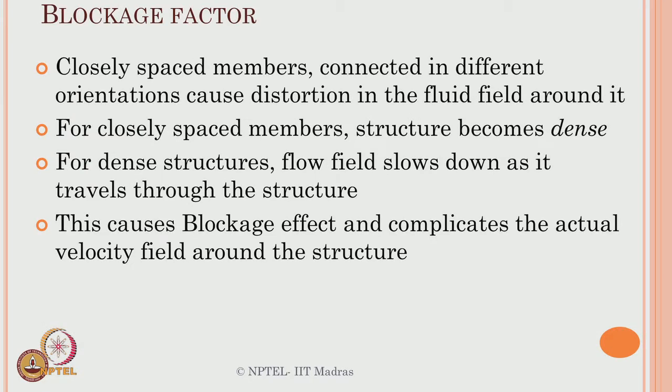More interestingly, you also have something called the blockage factor. The blockage factor becomes significant when you have closely spaced members. When closely spaced members are connected in different orientations, this causes distortion in the fluid field around them. For closely spaced members, the structure is considered to be dense. For a dense structure, in the literature, the flow field slows down as it travels through the structure. When the flow field slows down, this is what we call the blockage effect. This complicates the actual velocity field around the structure. Velocity is reduced, but the force increases.